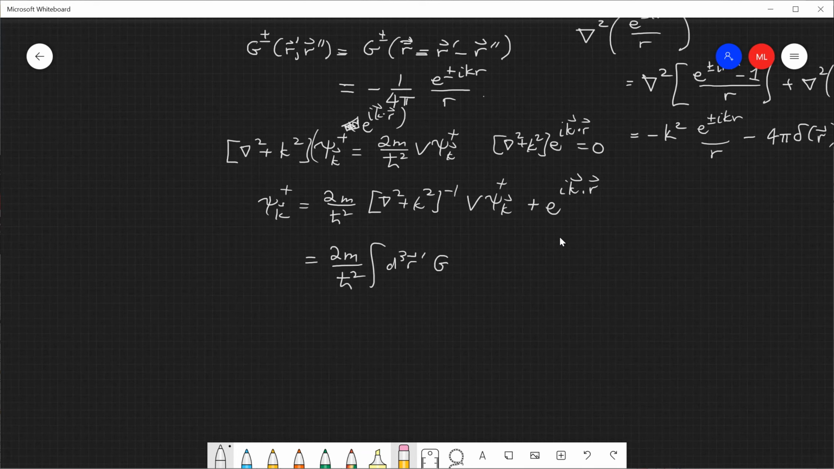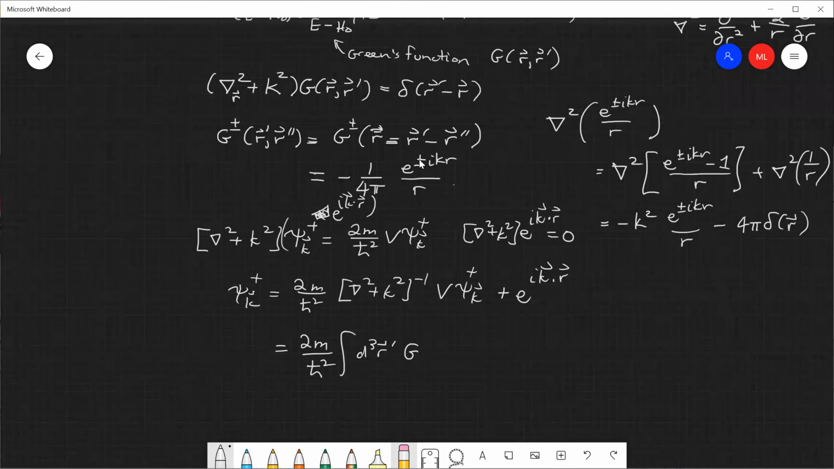And now we have to use one of the Green's functions. So we know there's 2 of them. There's one that corresponds to an outgoing spherical wave and one that corresponds to an incoming spherical wave. So for the scattering solution, we really want an incoming plane wave and an outgoing spherical wave. So we would want to pick the Green's function that corresponds to that. So that's the right Green's function to use.